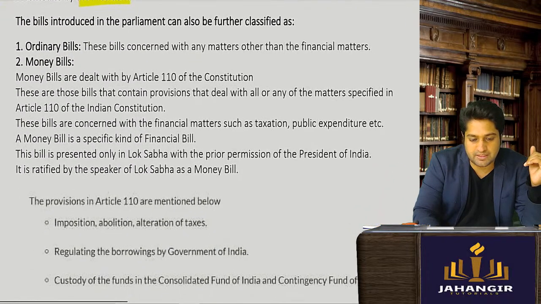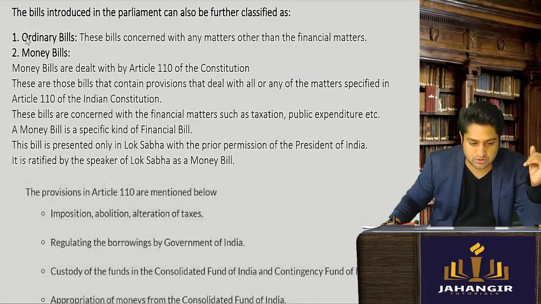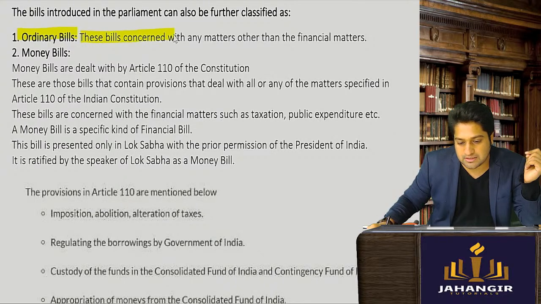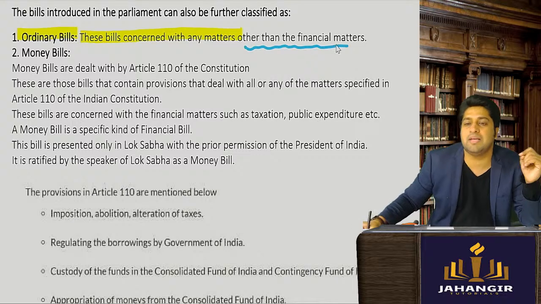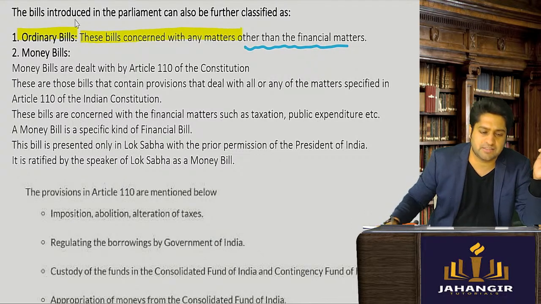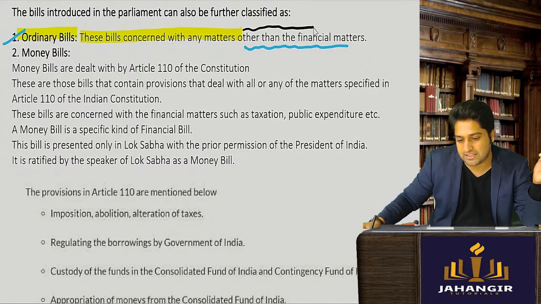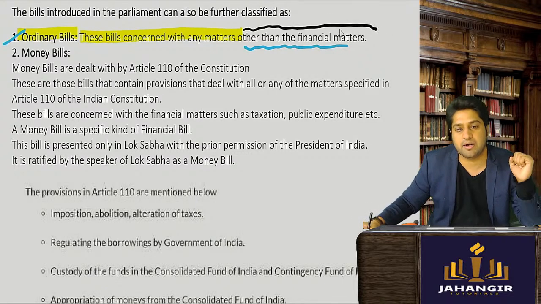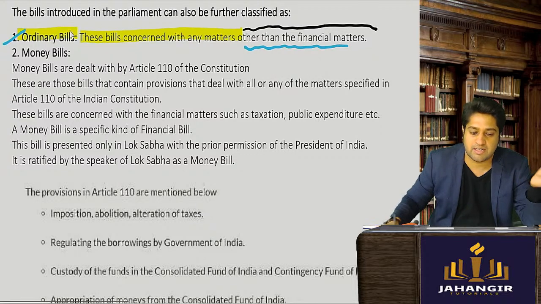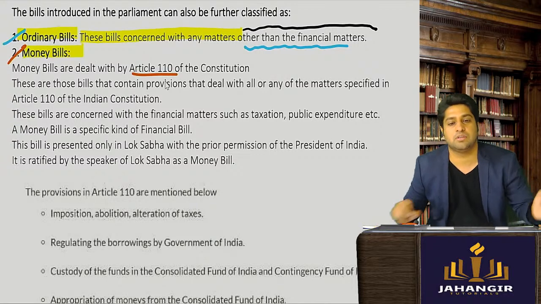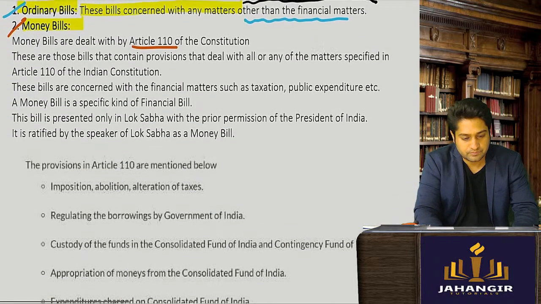Then there are different kinds of bills that can be introduced. One is your ordinary bill. These bills are concerned with any matters other than financial matters. So normally any company law etc. is an ordinary bill, because anything which is other than financial matter is an ordinary bill. When we talk about financial matters, these are called money bills. Okay, money bills are under Article 110.